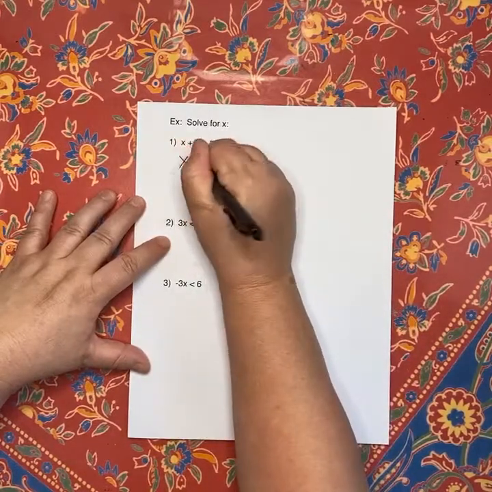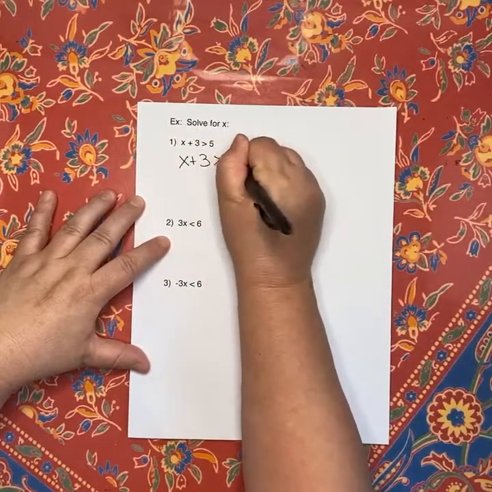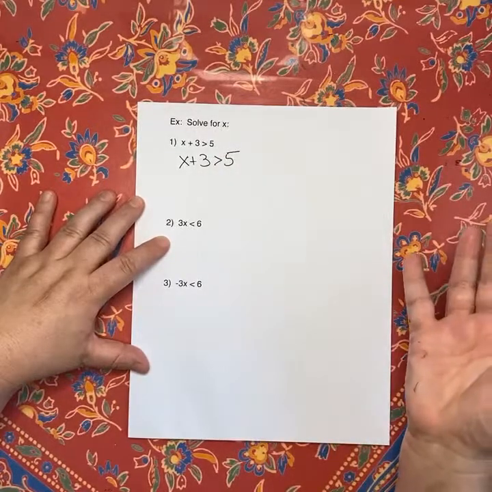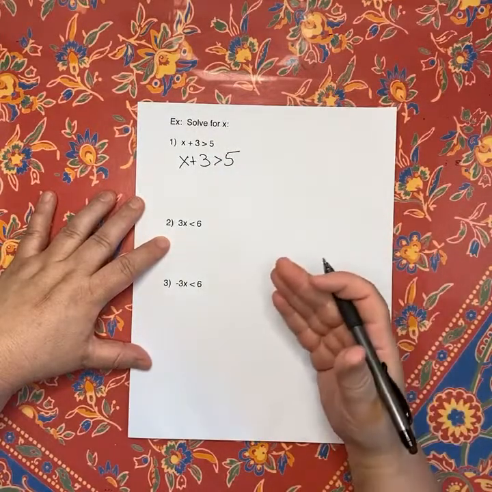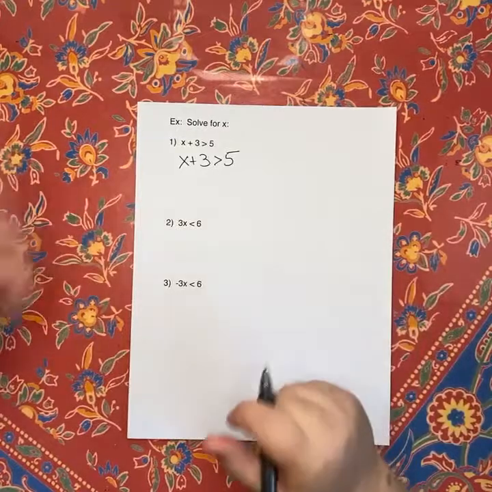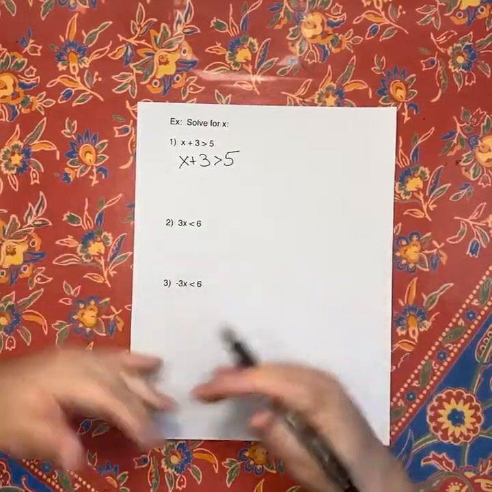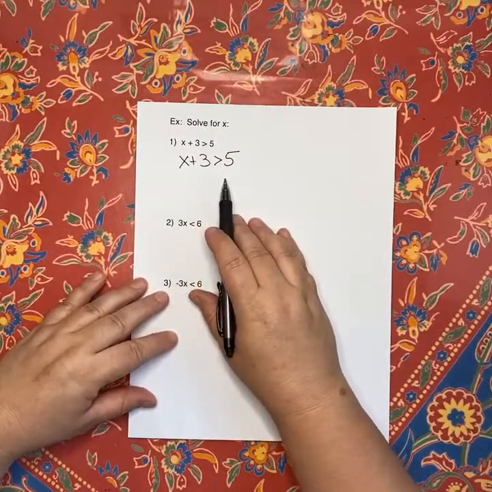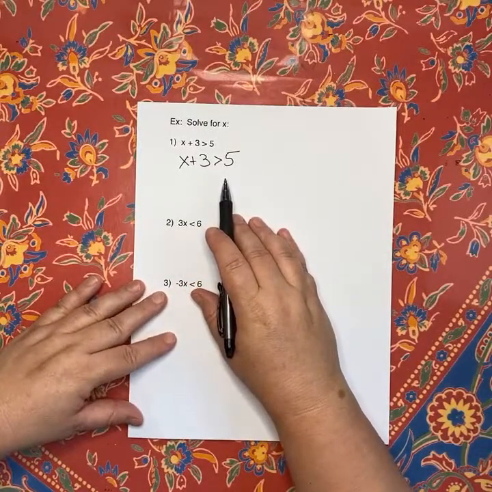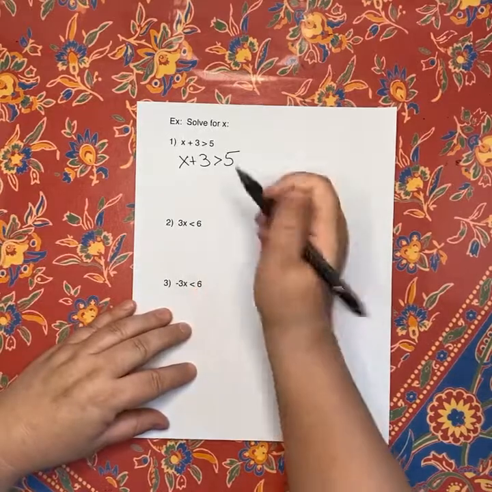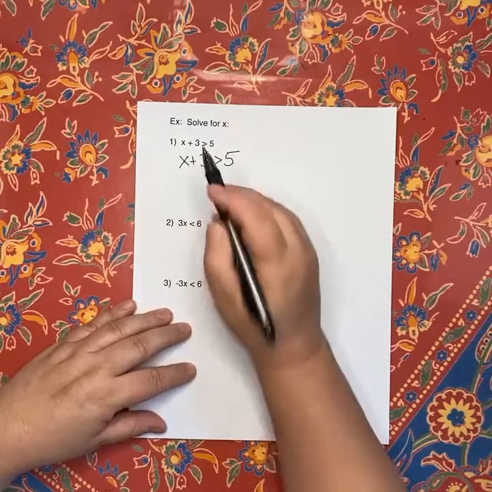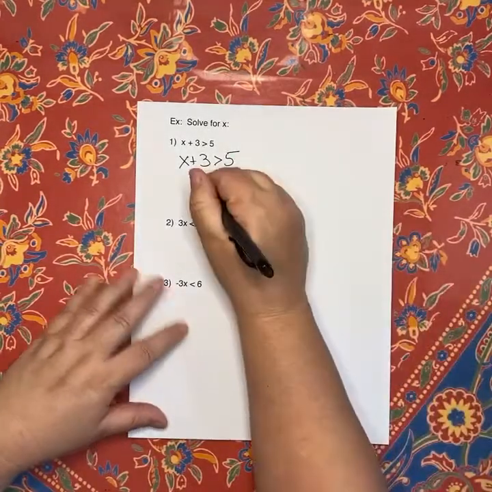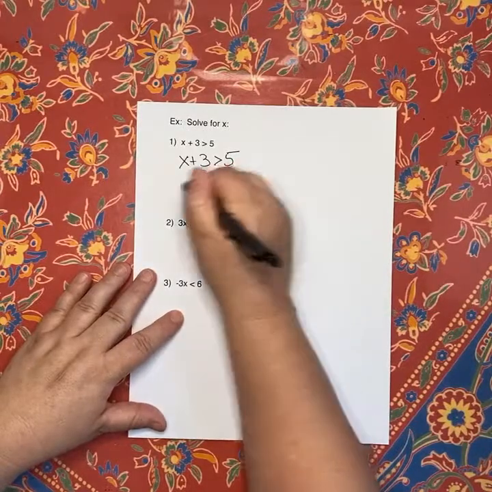So I've got x plus 3 is greater than 5. What should I do to both sides? Well, some people panic because they're like, you didn't tell us how to do inequalities. And the answer is yes, I did not. However, inequalities are solved using the same steps as equalities, equations. So if I've got x plus 3, I want to do the opposite thing. So I'm going to subtract 3 from both sides.